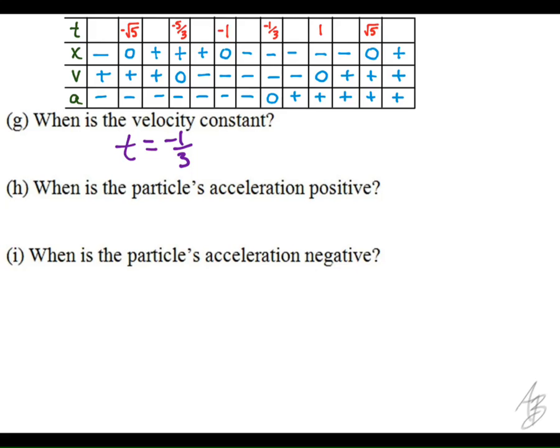The acceleration is positive. That's fairly easy to see in the sign chart here, everywhere to the right of negative 1/3. So it's going to be positive on the interval from negative 1/3 to positive infinity, and it's going to be negative when the acceleration is negative in the chart from negative infinity to negative 1/3.